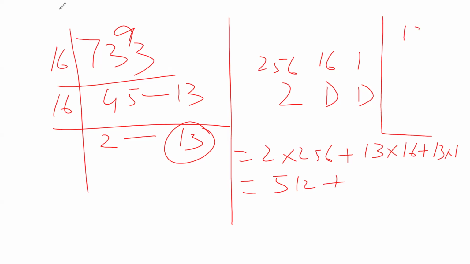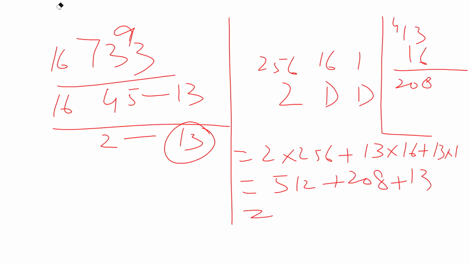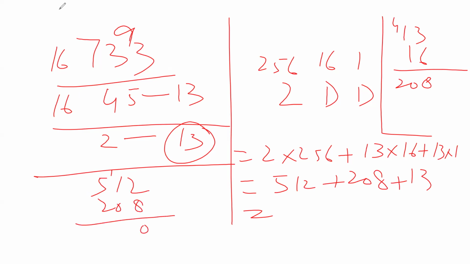512 plus, we have to multiply. All things we have to do manually, remember, because a calculator is not allowed. 16 times 3 is 48. 16 times 13 is 208. So here 208, and 13 on the 13. Now we can add. 512 plus 208 is 720, plus 13, so it is 730.